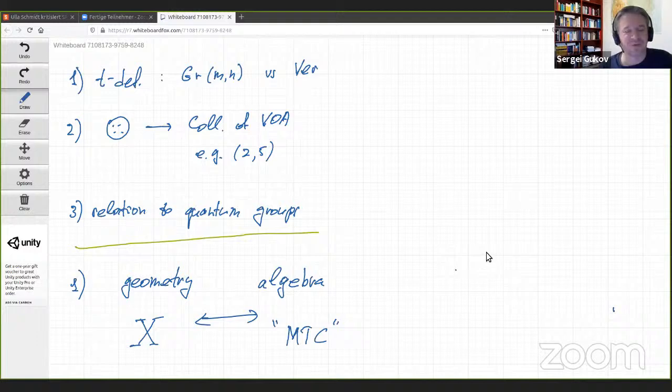So maybe that's why it's best to separate the relation to MTC, which is more solid and more systematic, whereas the relation to VOAs requires some special circumstances. For example, yeah, I won't try to say more about it. So then X had better be hyperkähler.